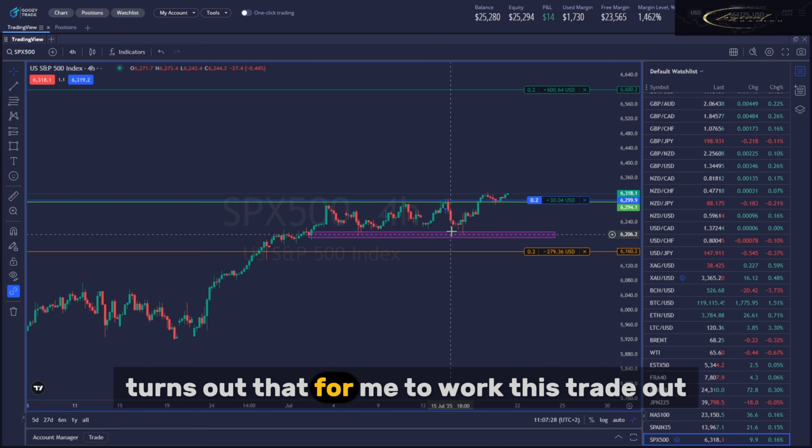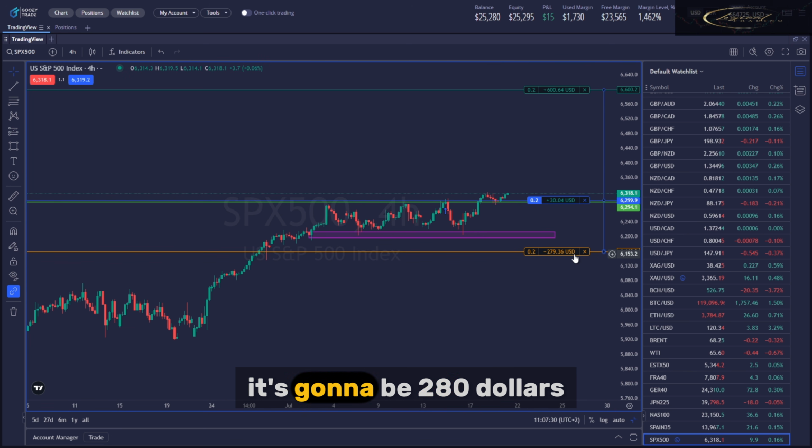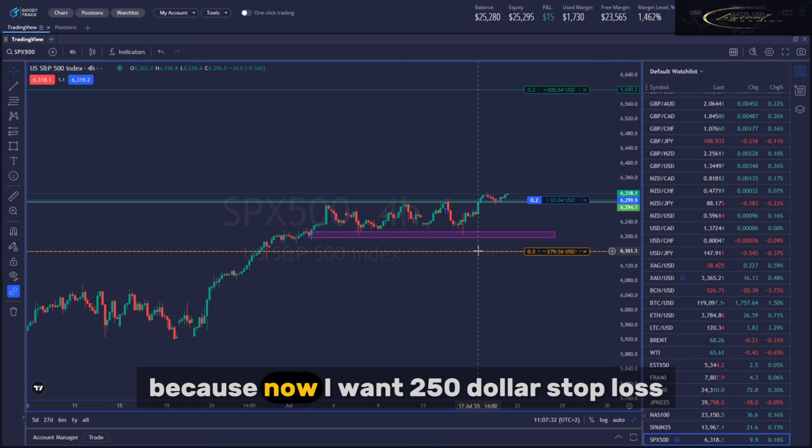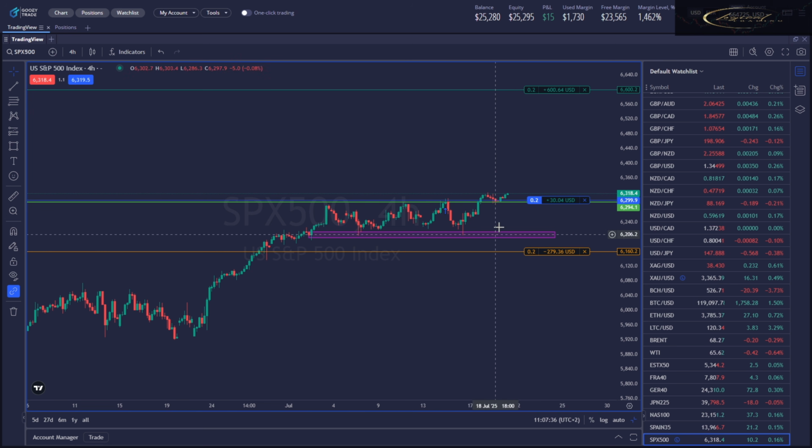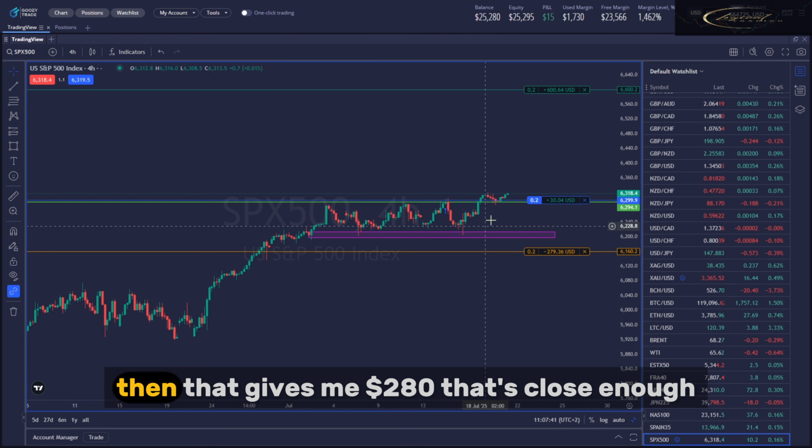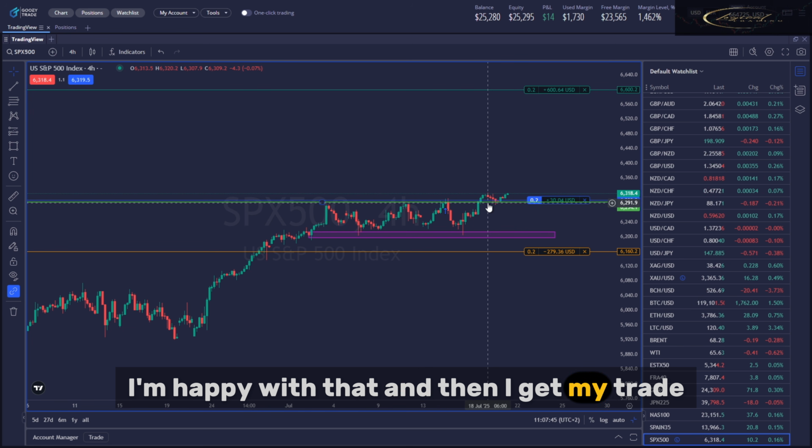Turns out that for me to work this trade out, it's going to be $280, because I want a $250 stop loss or as close as possible to that. If I work out how many contracts at 0.2 lots, then that gives me $280. That's close enough. I'm happy with that. And then I get my trade.